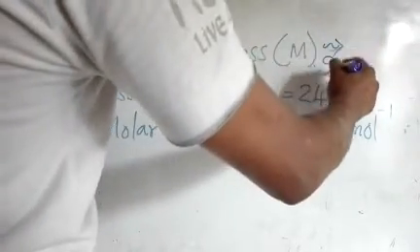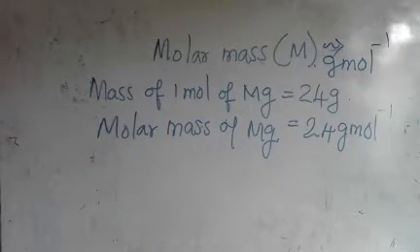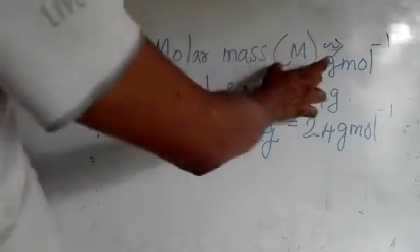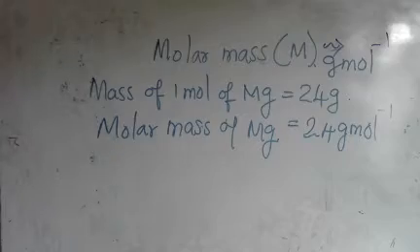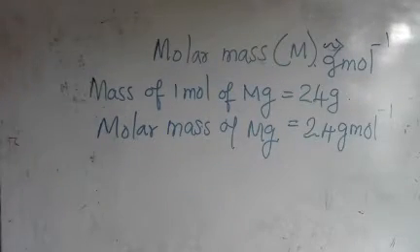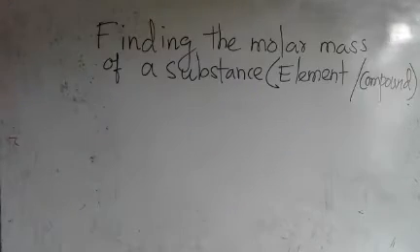So the unit of molar mass is grams per mole. To indicate molar mass, we use the symbol capital M. The unit of molar mass is grams per mole. Now let's see how the molar mass is found. It's easy to find the molar mass.